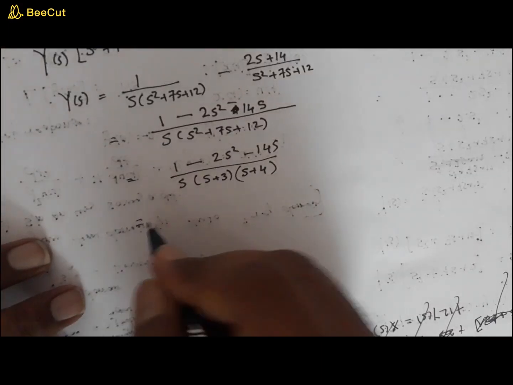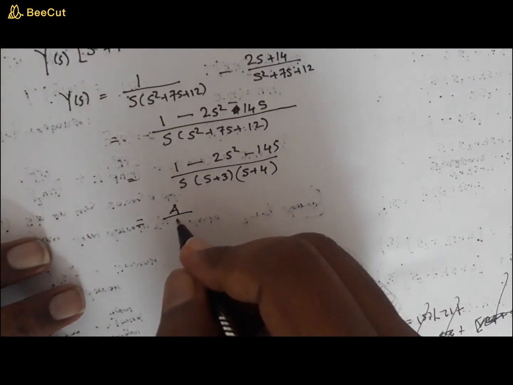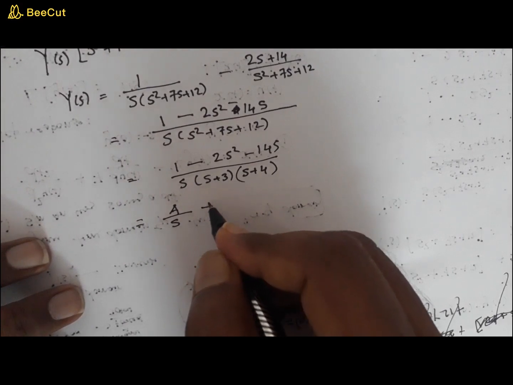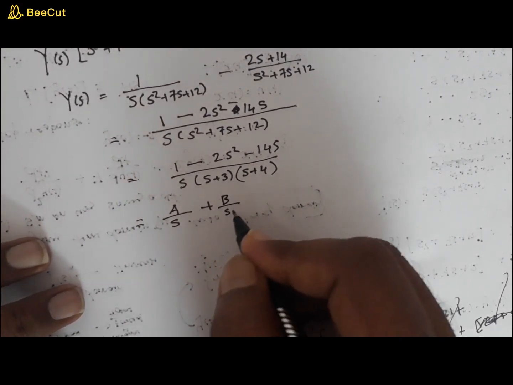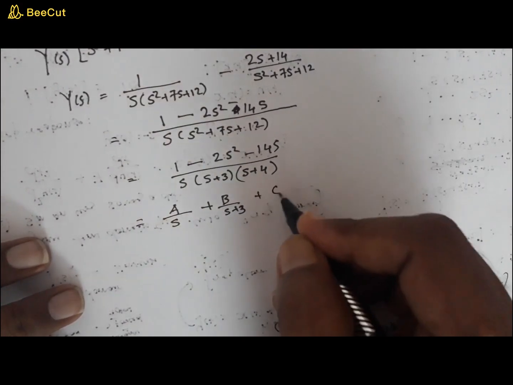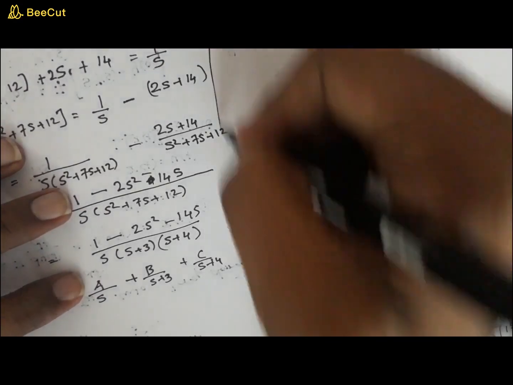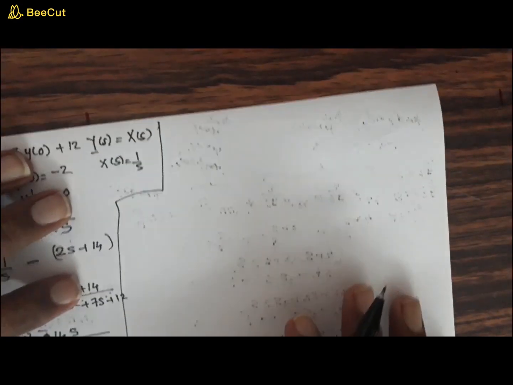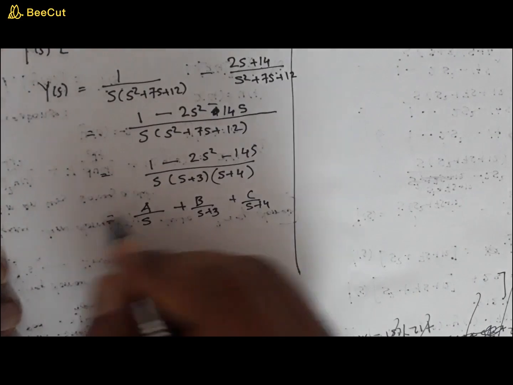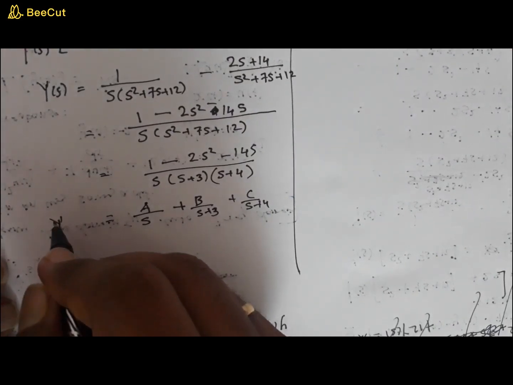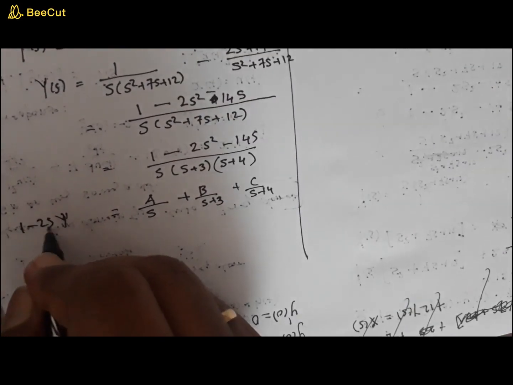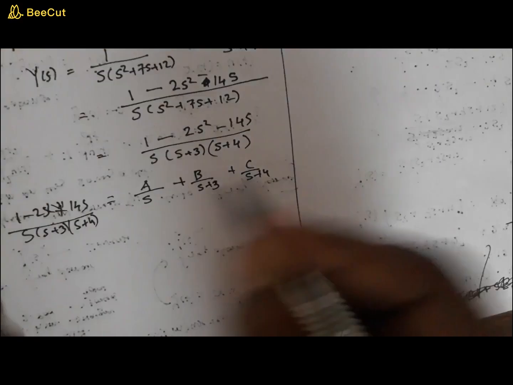Now you can resolve this into partial fractions: a by s plus b by s plus 3 plus c by s plus 4. Now you can find out your a, b and c. You can have this Y of s, which is 1 minus 2s square minus 14s by s into s plus 3 into s plus 4. You know how to perform this.